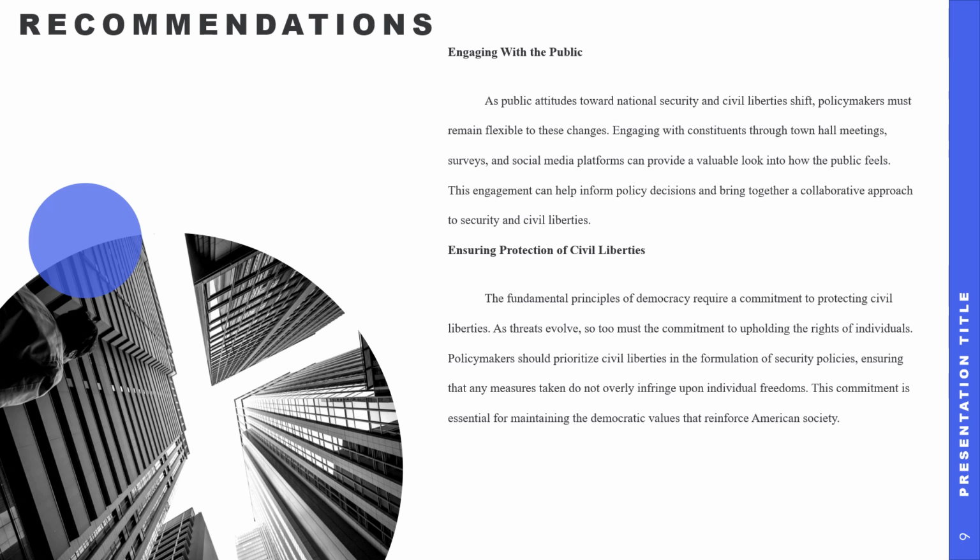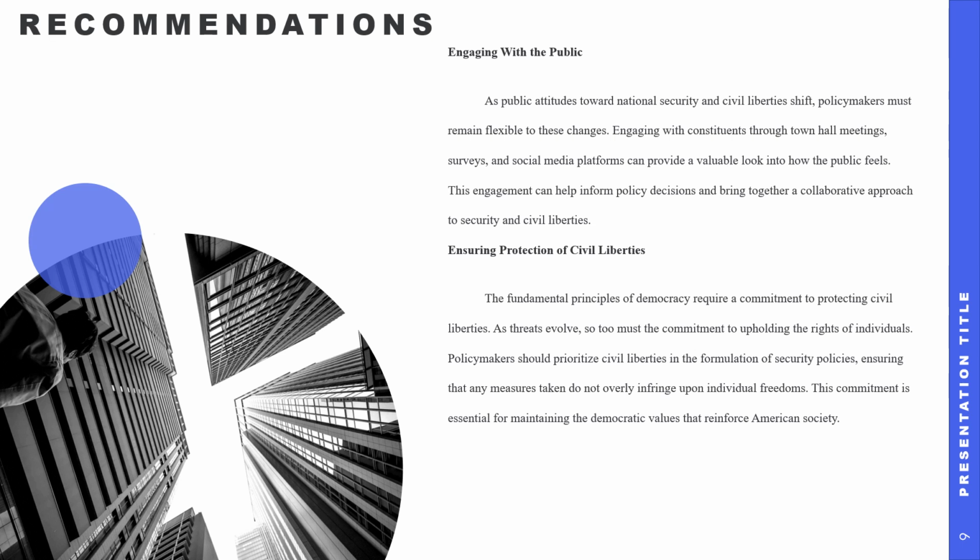Recommendations going forward. Engaging with the public. As public attitudes toward national security and civil liberties shift, policymakers must remain flexible to these changes. Engaging with constituents through town hall meetings, surveys, and social media platforms can provide a valuable look into how the public feels. This engagement can help inform policy decisions and bring together a collaborative approach to security and civil liberties.